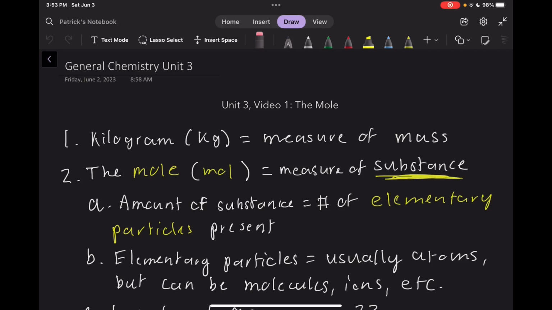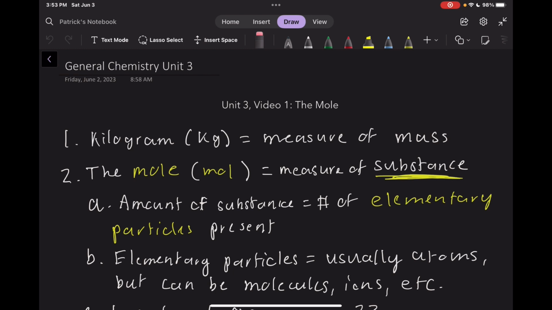Welcome to Unit 3. In this unit, we'll be focusing primarily on chemical reactions and stoichiometry. We begin with the topic of this video, the mole. We already know that the kilogram is the SI unit for mass. The mole represents a similar yet distinct concept.